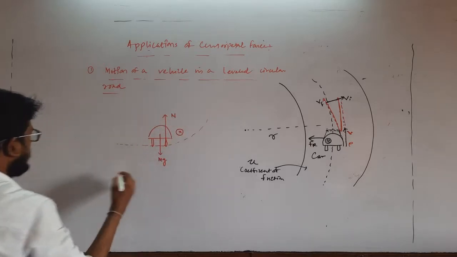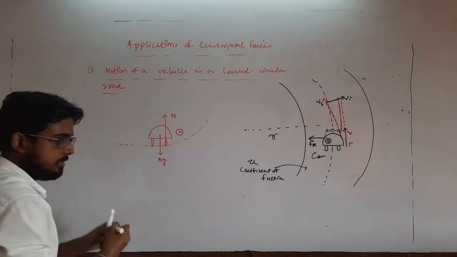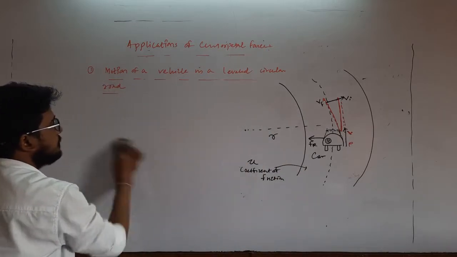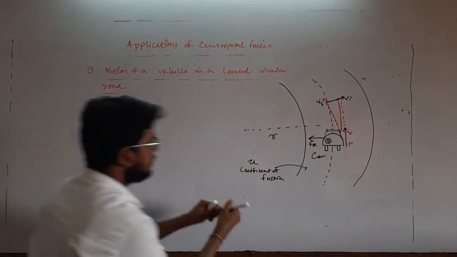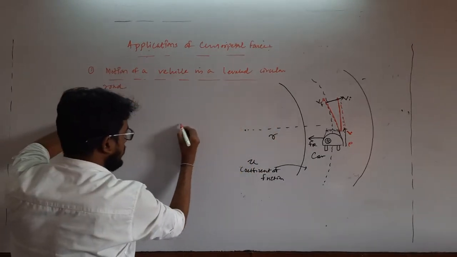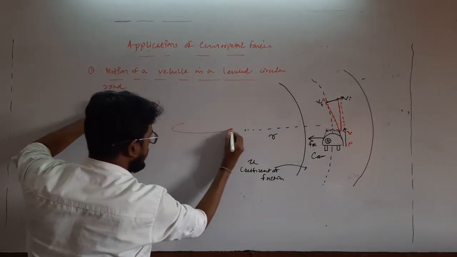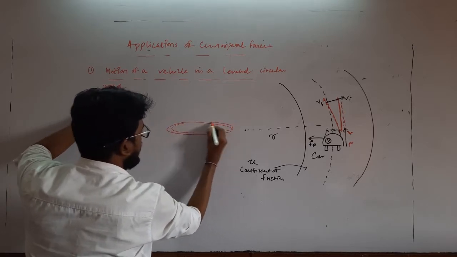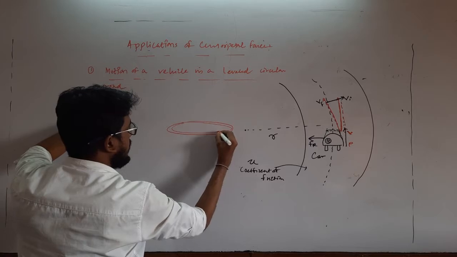Or if I am drawing the figure like this, just imagine this is the circular track, just like this, and here is the vehicle.